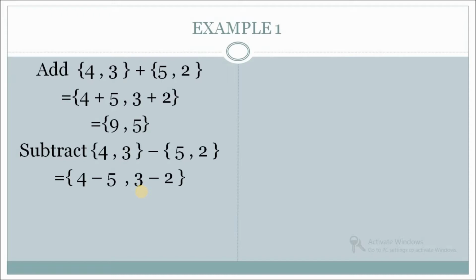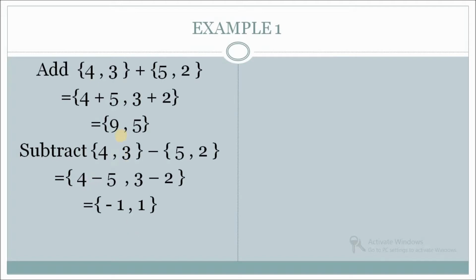Here a problem comes. This is a positive 4. Remember that here is a positive 4. If you misunderstand it as a negative 4, the answer will be negative 9 here. So please remember, this is a positive 4 and this is minus 5, so it is the same as negative 5 plus 4, that is negative 1. Then the other one is 3 minus 2, this is a simple one, that's 1.